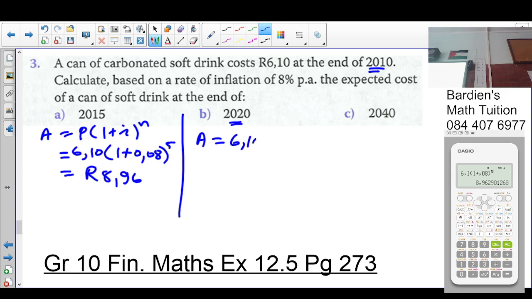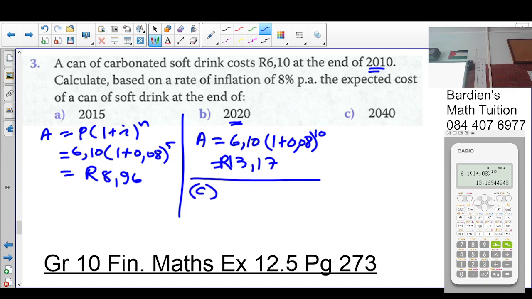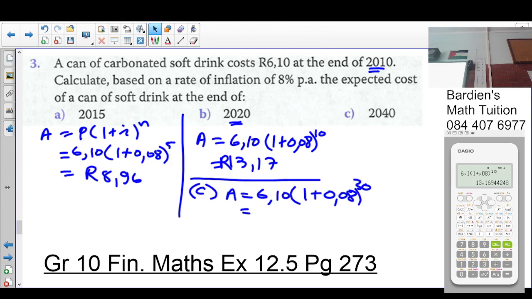Okay, so the next one is going to be 6 and 10 cents into 1 plus 0.08 to the exponent 10. It is doing a much better job than I would have. 30.17. You will agree with that? Let's look at C. So we're in 2023 and you said you're paying how much? You said 12 rand. Okay, we're close. You're the closest, according to this. And then in C, A is equal to 6.10 into 1 plus 0.08 to the exponent 30 years. So you just change that to 30. 61 rand and 38 cents.